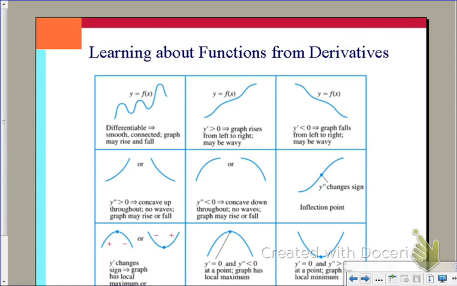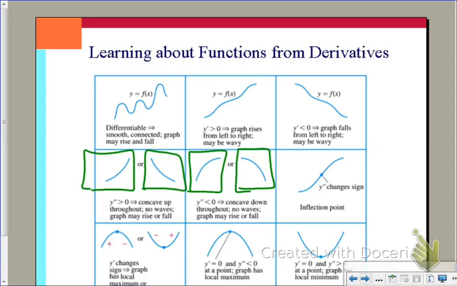Here is the handout. People like this handout because this is when we start looking at the second derivative concavity, where people love the idea of what it looks like. So I'll talk about this for a moment. You can write stuff right on your handout if you'd like to.